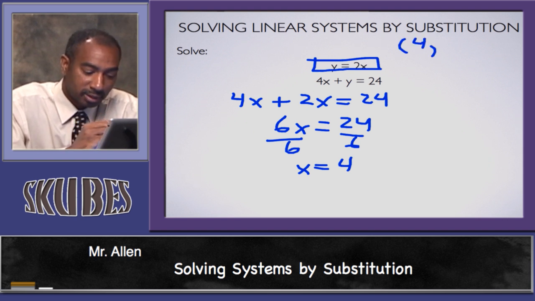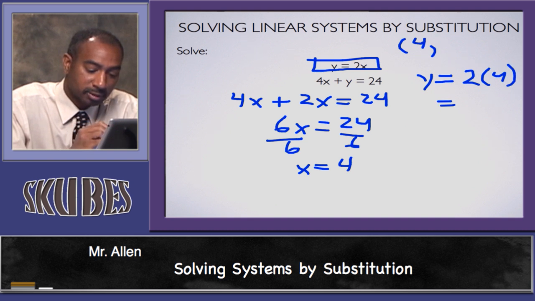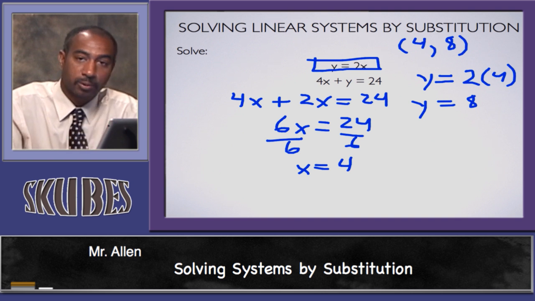But now for y, I can plug it into that top equation because it tells me y is twice whatever x is. So I have 2 times 4, which means y has to be 8. So the intersection is (4, 8).